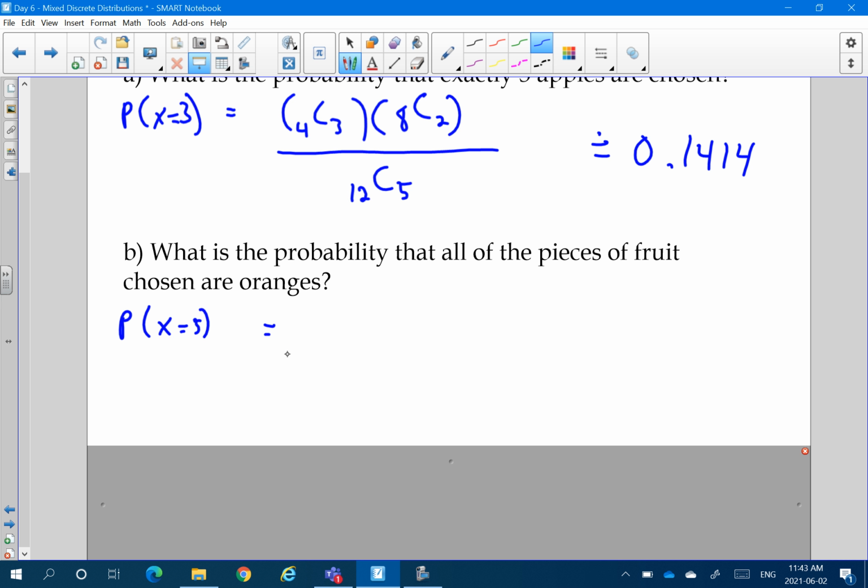I personally like to put the top number here, the first number is the one I'm really looking for, and the second one's kind of what's left over.